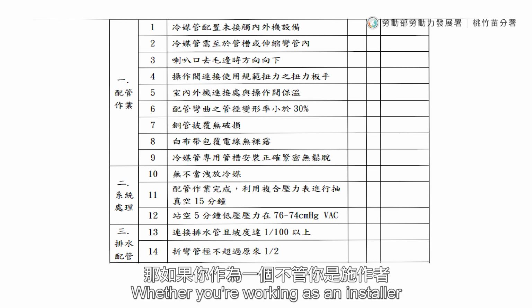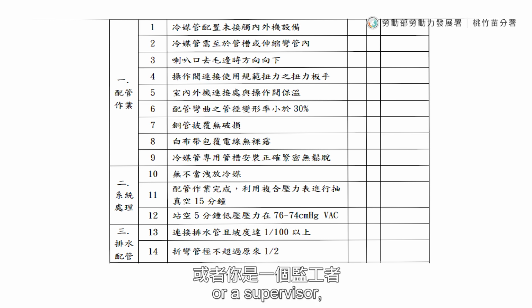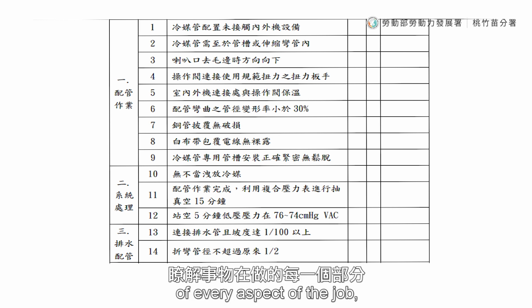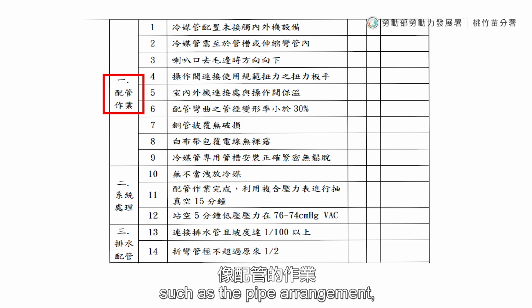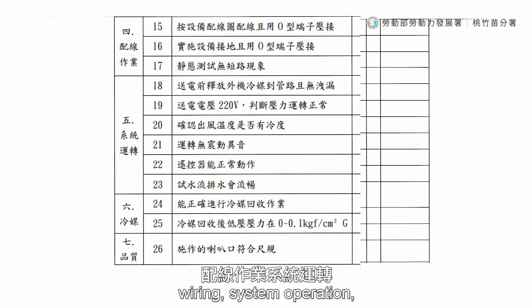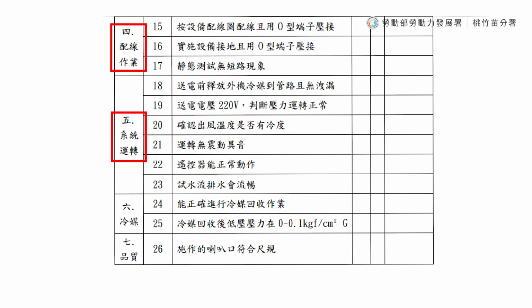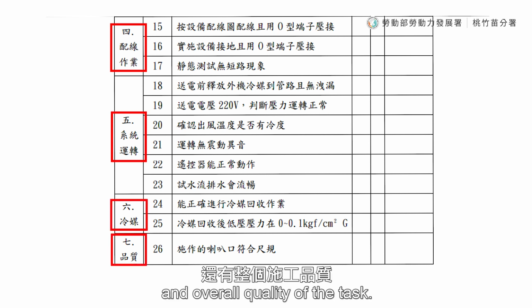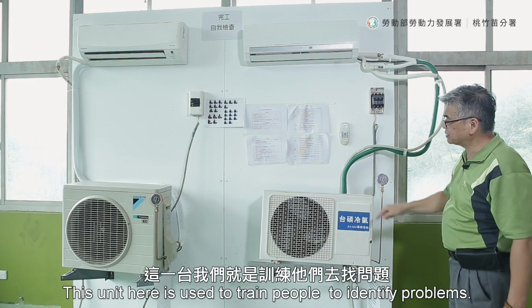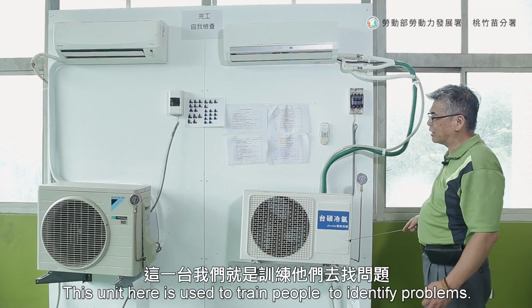Whether you are working as an installer or a supervisor, you must have a solid understanding of every aspect of the job, such as pipe arrangement, system handling, drain pipe installation, wiring system operation, refrigerant judgment, and overall quality of the task. You must perform thorough checks. This unit here is used to train people to identify problems.